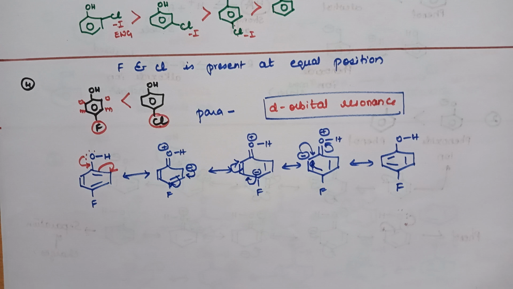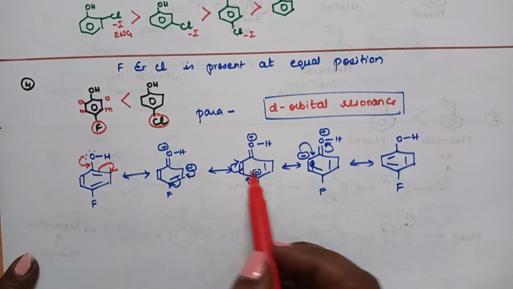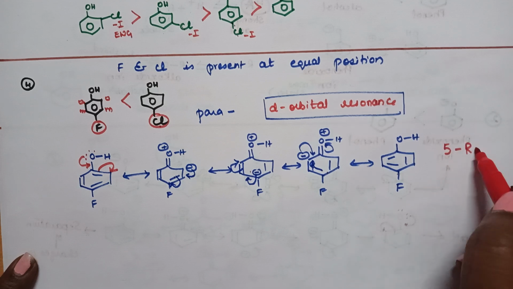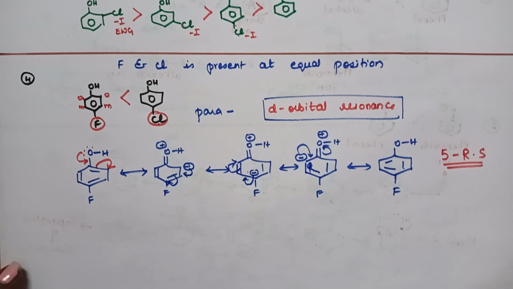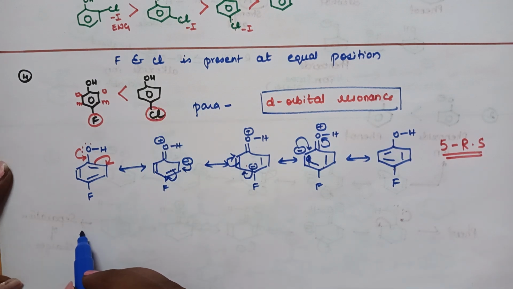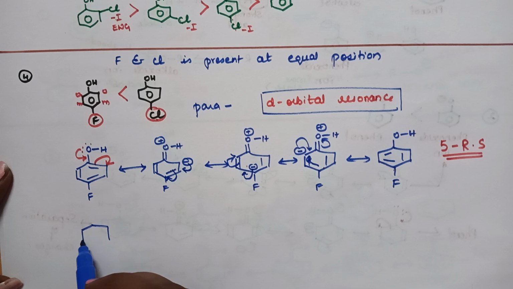So count how many resonance structures are there here. Totally 1, 2, 3, 4, 5. So totally there are 5 RS. RS is resonance structures. So we'll see for this, the phenol if a chloro group is attached.